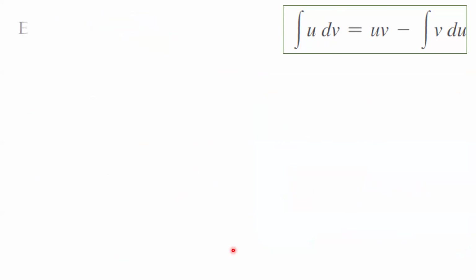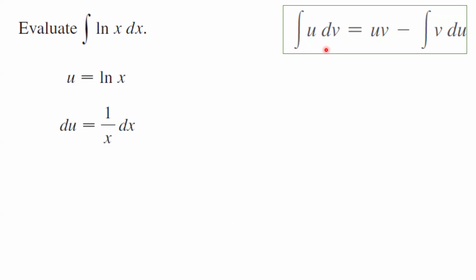Another popular question that can be solved using integration by parts is the integral of ln of x dx. So in order to take the integral of ln of x, we're going to use the integration by parts method. Let us take u to be ln of x, then du is equal to 1 over x dx. Now take dv to be dx itself. So if you take the integral of both sides, v becomes x. Very good.